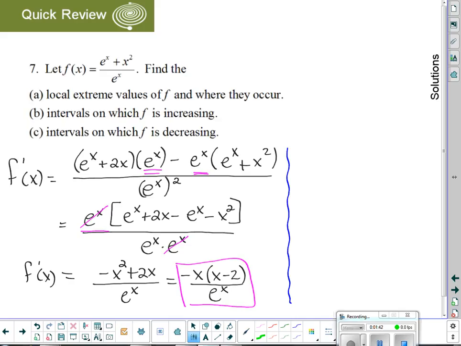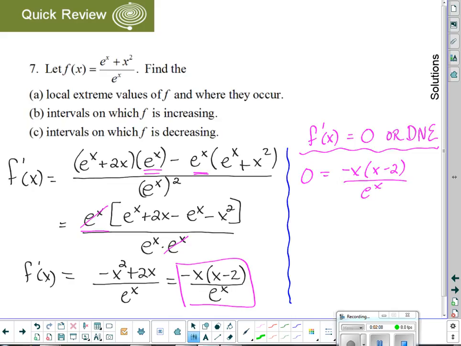Now, the next thing, let's find where the local extreme values occur. The local extreme values, if you remember from Calc 1, occur when the derivative is equal to 0 or when the derivative does not exist. When is our derivative equal to 0? Well, let's just take 0, set it equal to negative x minus 2 over e to the x. That would mean then that x is either equal to 0 or to 2.